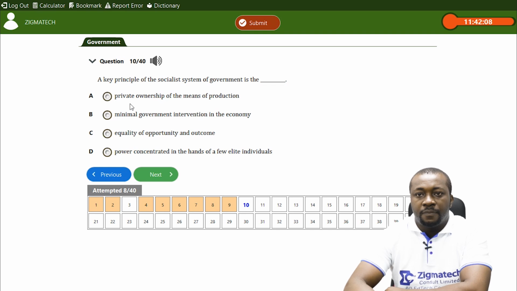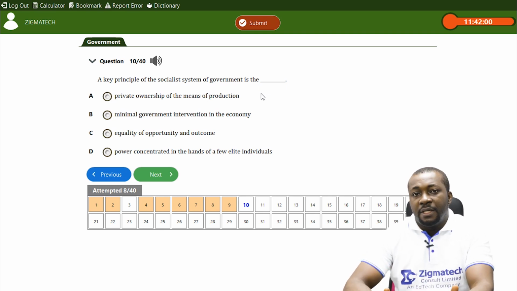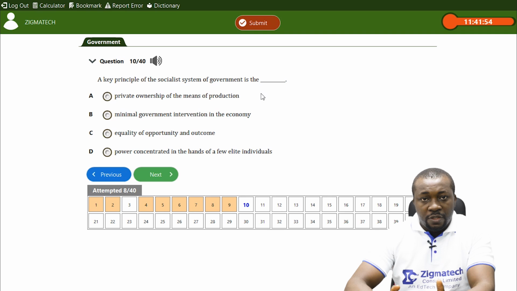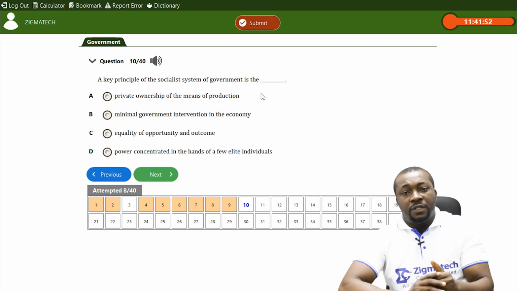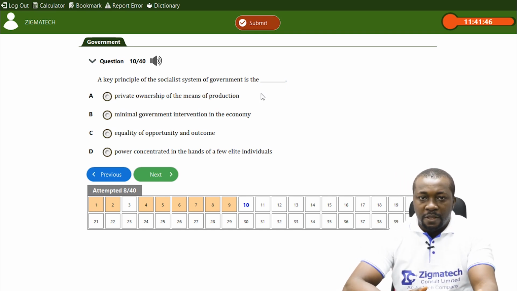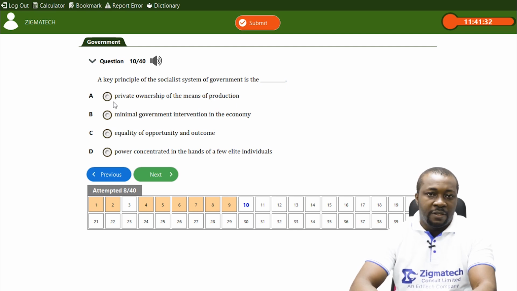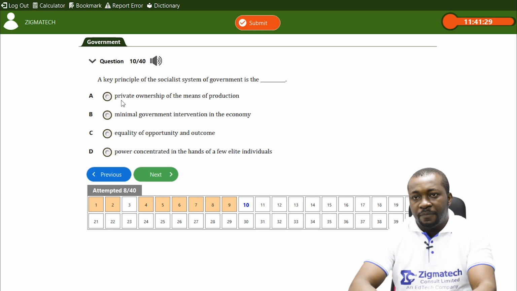Now, this question says, a key principle of the socialist system is the dash. Remember, the socialist system is a system where the means of production, distribution, and exchange of goods and services are owned by the state. So it's the opposite of capitalism, where we talk about private ownership of means of production. Let's say a key principle of socialist system of government is the dash. A, private ownership of means of production. This is capitalism. So it's not the answer.